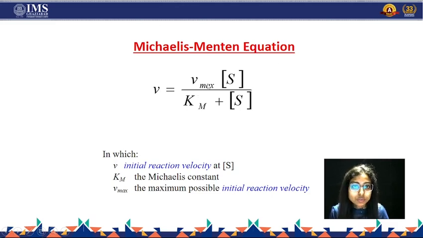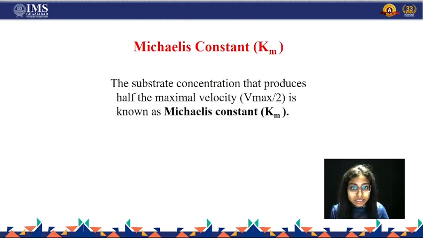V is equal to Vmax times substrate concentration upon Km plus substrate concentration, where Vmax is the final velocity and Km is the Michaelis constant. The Michaelis constant is the substrate concentration that produces half the maximum velocity, that is Vmax upon 2, and it is known as Km.